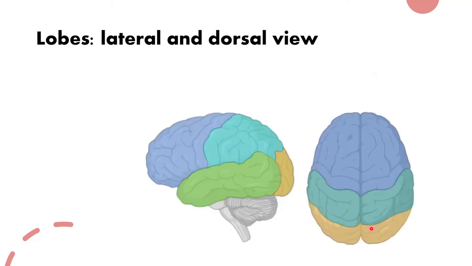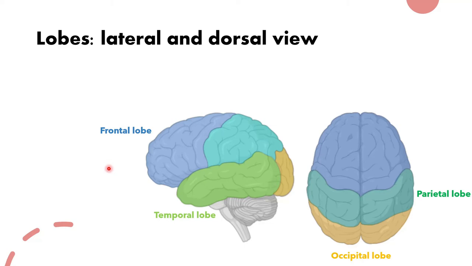Let's look at the cortex more closely. So cerebral cortex is topographically divided into four main lobes, and they are called according to the skull bones that surround those lobes. So we have frontal lobe in blue here at the front of the brain. Posterior to frontal lobe, we have parietal lobe. And posterior to parietal lobe, we have occipital lobe right at the back of the brain. And here on the side, we have temporal lobe, of course, because of the temporal bone or temple on the side of the brain.